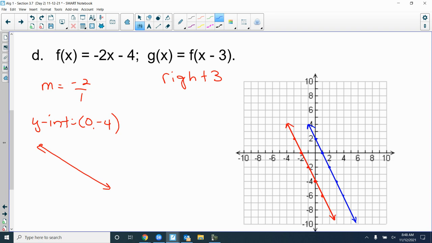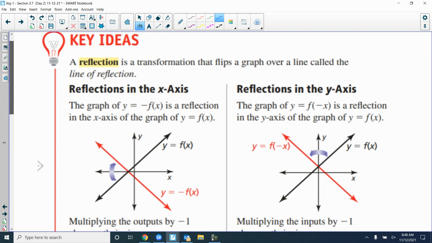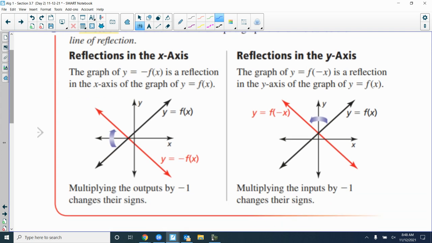All right, key ideas. We're going to talk about reflection. Think of a mirror image. We're going to talk about the x-axis. We're going to talk about the y-axis. It's going to be a mirror. Now, this looks a little bit easier to see. Yours is a little bit fuzzy.